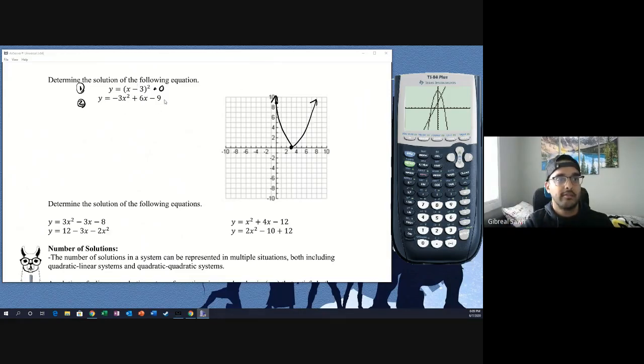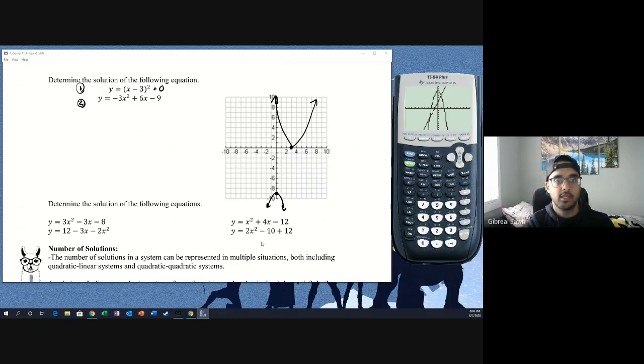Now, we can try to factor the second one to give us some x-intercepts. We can let x equal 0 to give us our y-intercept of negative 9. So I know my y-intercept is going to be right about here. Now, by looking at that leading coefficient, if it's negative 3, that means my parabola actually opens downwards.